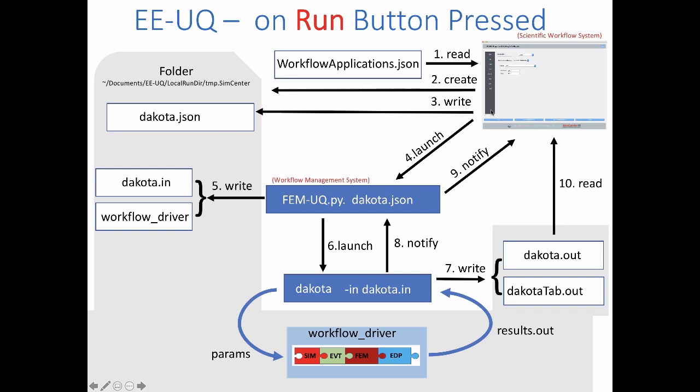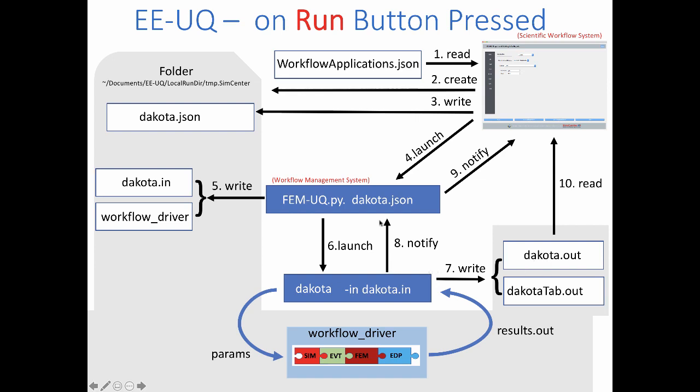Once that file has been created, the user interface is then going to launch this workflow management system, which just happens to be this application femuq.py, with that input file as the input argument. That system is going to create the workflow driver file and also an input file for the Dakota application. That's the UQ engine. Once these files have been created, it's then going to launch the Dakota application, which is going to repeatedly do that params, call the workflow driver, get the results.out. When it's finished, Dakota will write two files, dakota.out and dakota.tab.out. These are the results files.